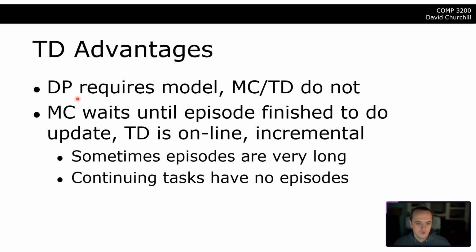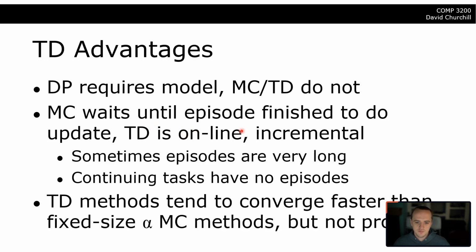When you do a really long episode in Monte Carlo, sometimes the updates can be really poor. Okay, they won't be very accurate. Versus temporal difference learning is going to update at each state action pair. And continuing tasks have no episodes, so how would you use Monte Carlo in a continuing task, right? You can't. But temporal difference learning can be used for continuing tasks. So TD methods tend to converge faster than fixed size alpha Monte Carlo methods, but that's not proven yet.